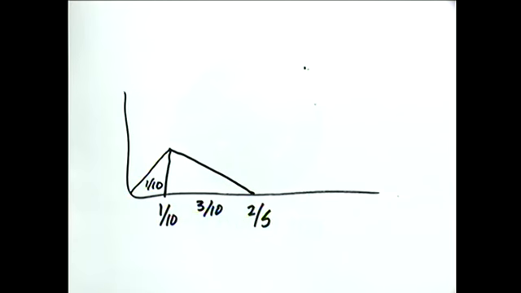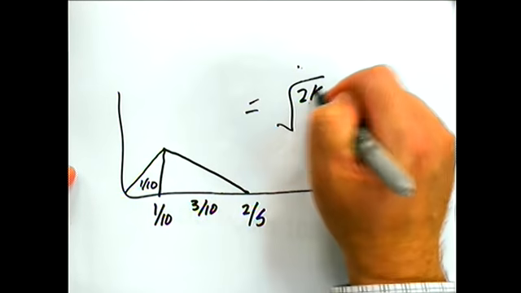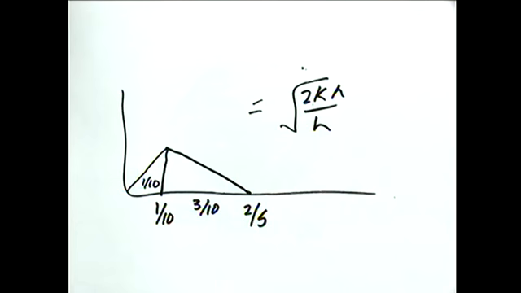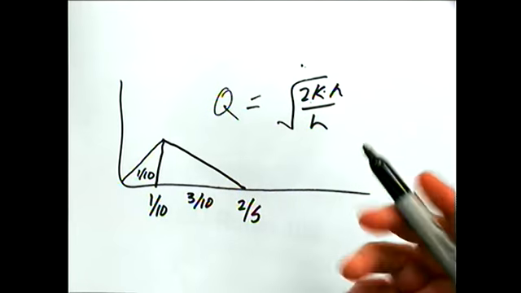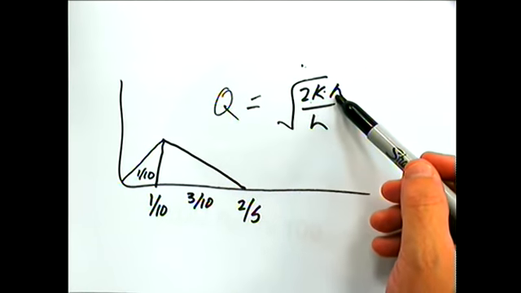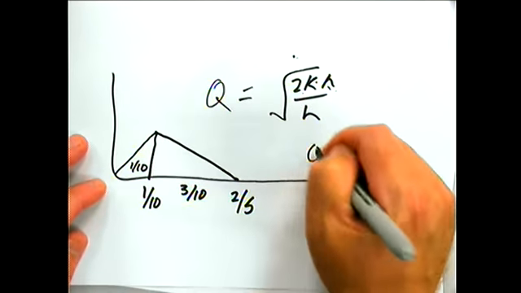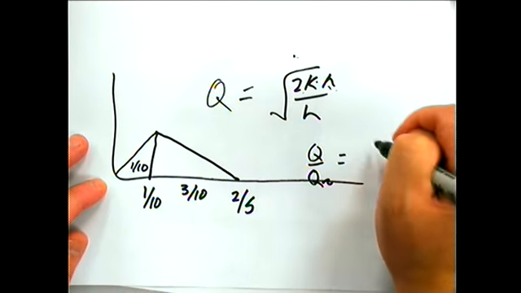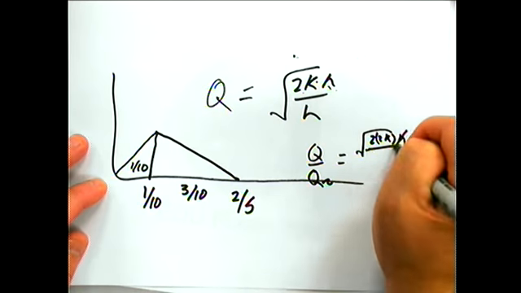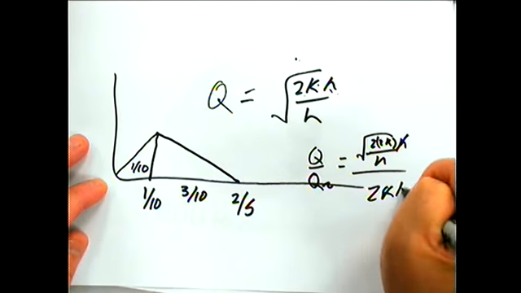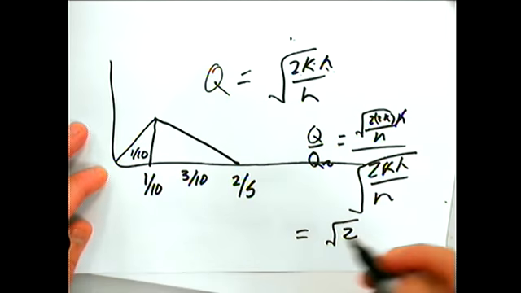Now, another thing to remember for the test is the basic equation. Right? So if you increase K, what's going to happen to Q? It's going to go up. Now, if I double K, is it going to double? No. It's going to go up by the square root of 2. And you can show that by Q1 over Q2 with K doubled. And this is 2K lambda over H divided by 2K lambda over H, square root. Everything cancels except for the square root of 2.